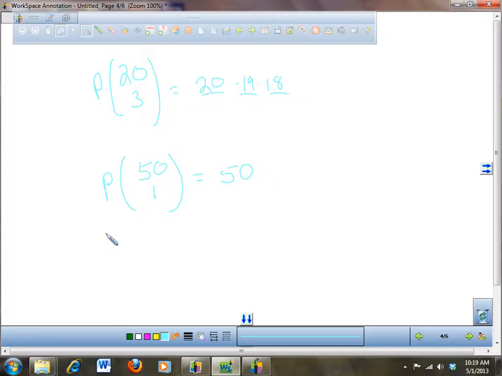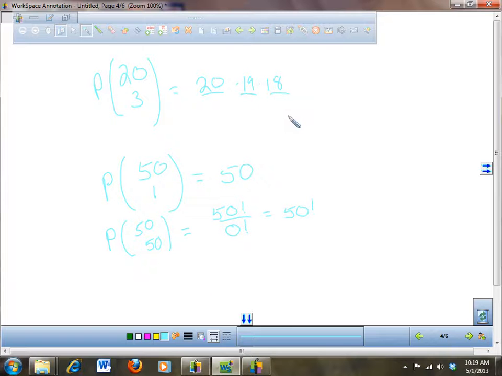What would 50 permutation 50 be? What would that be? 1. That would just be 1, right? Because that would be 50 minus 50, which would be 0 factorial. And, oh no, that'd be 50 factorial. This would be 50 times 49 times 48 times 47 times 46. That's a lot of combinations, okay?